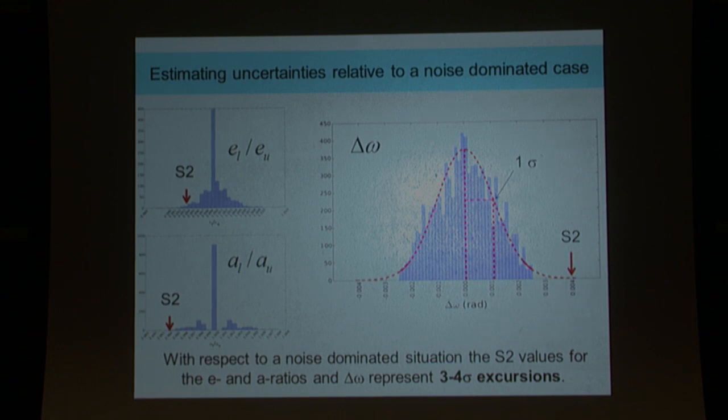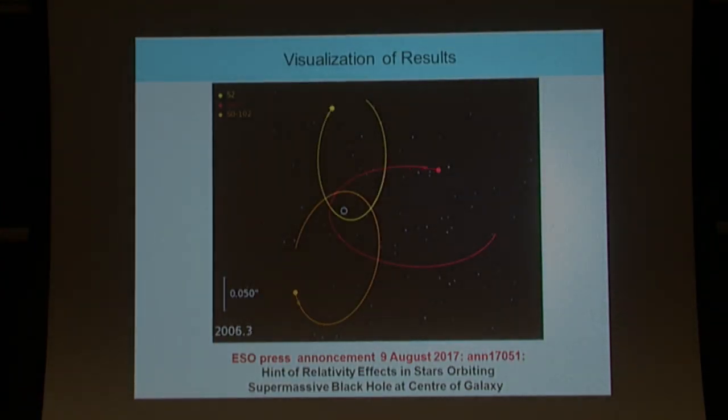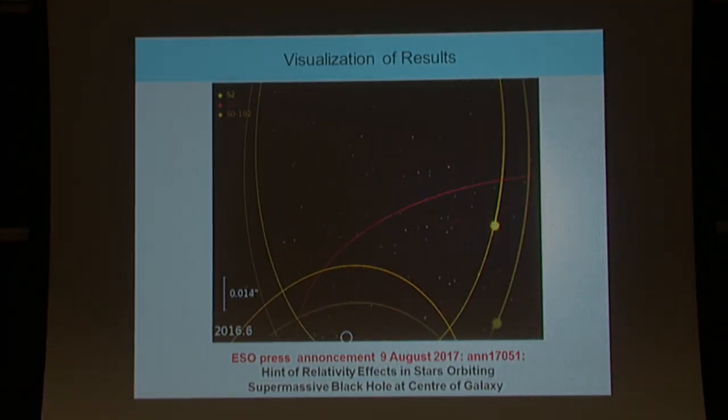So if you judge on the significance of the measurement that we did with respect to a noise-dominated model, you find that the values we extracted are all outliers and indicate that there is a 3 to 4 sigma measurement here, or a certainty here. So that is a visualization of the effect.